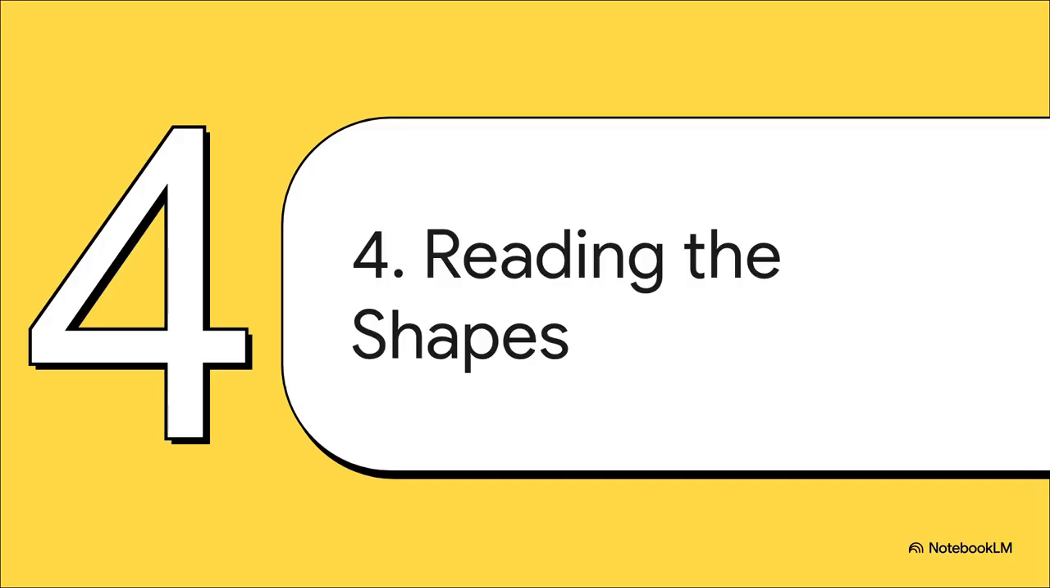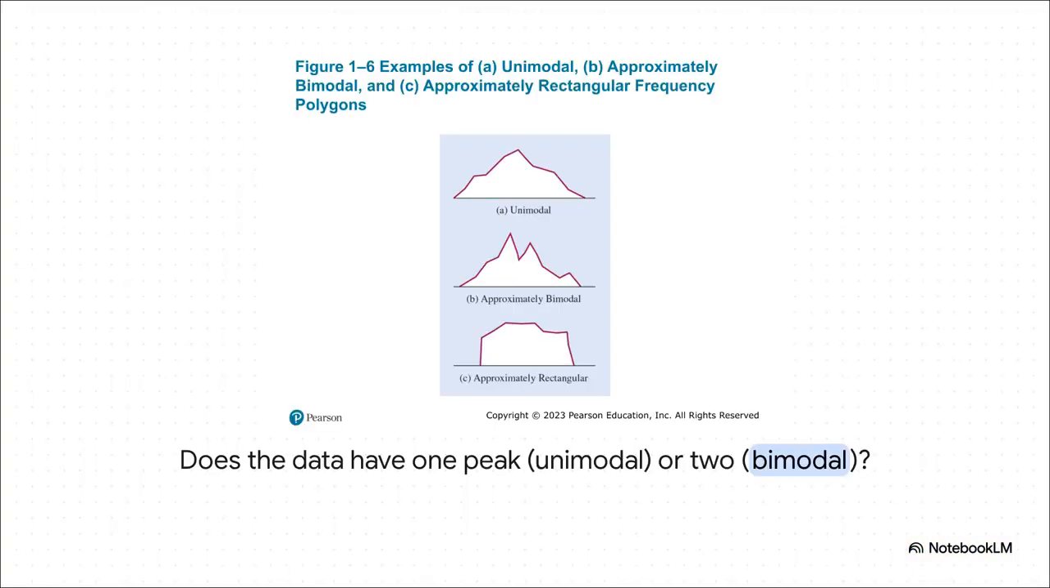Okay, we've got our sketch of the scene. Now for the really fun part, reading it. We're going to look for patterns in the overall shape of our graph. First thing you look for, how many main peaks are there? Think of it like a mountain range. If you see one big mountain, we call that unimodal. If you see two clear peaks, we call it bimodal. Seeing two peaks might be a clue that you've actually got two different groups mixed into your data.